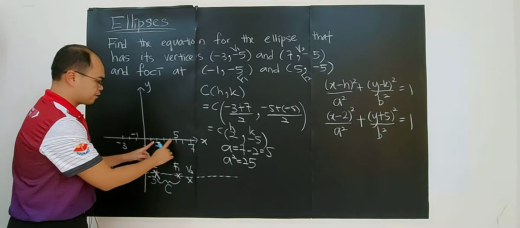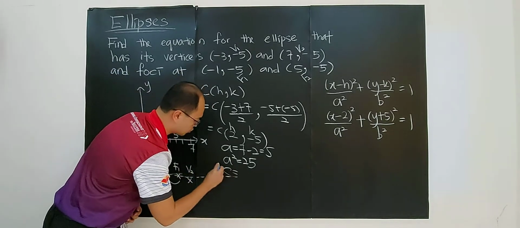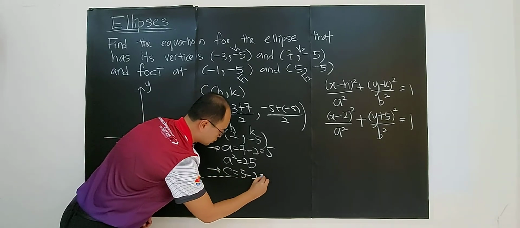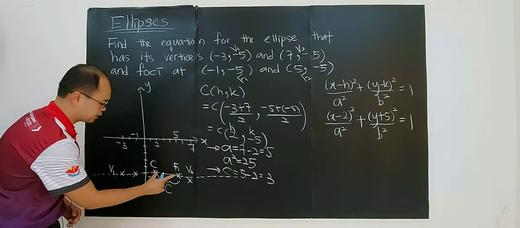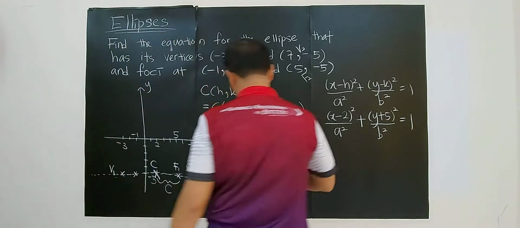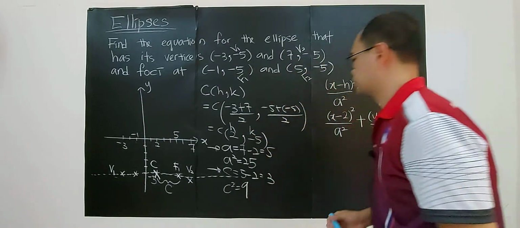So the distance between the center and the focus will be your value of C, right? So which is 5 minus 2, right? 5 minus 2. So C will be equal to 5 minus 2, which gives me 3. That means the focal length here will be 3, right? 3. So therefore, I know my value of C squared, which is 9.